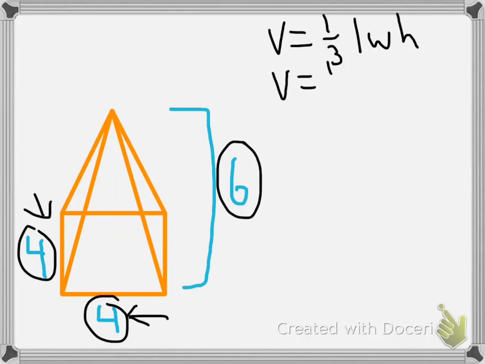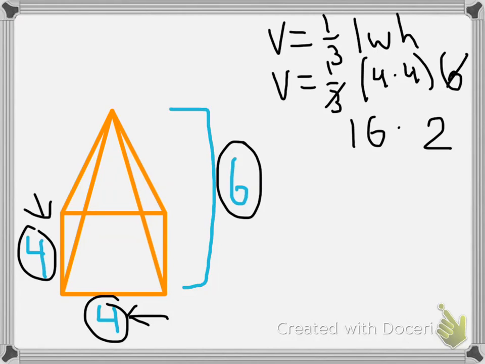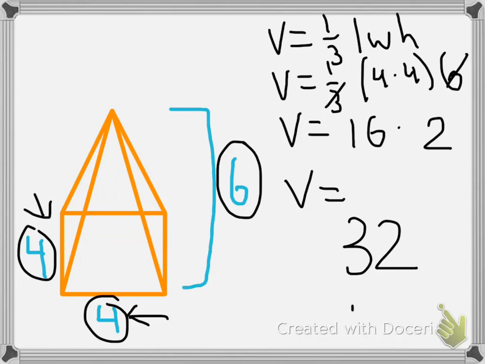Volume equals 1/3 times 4 times 4 times 6. So see, 6 is divisible by 3. So cross these out. So 6 divided by 3 is 2. 4 times 4 is 16. So volume equals 16 times 2. So now your answer is volume equals 32. And the units is units with a little 3, because it's units cubed.